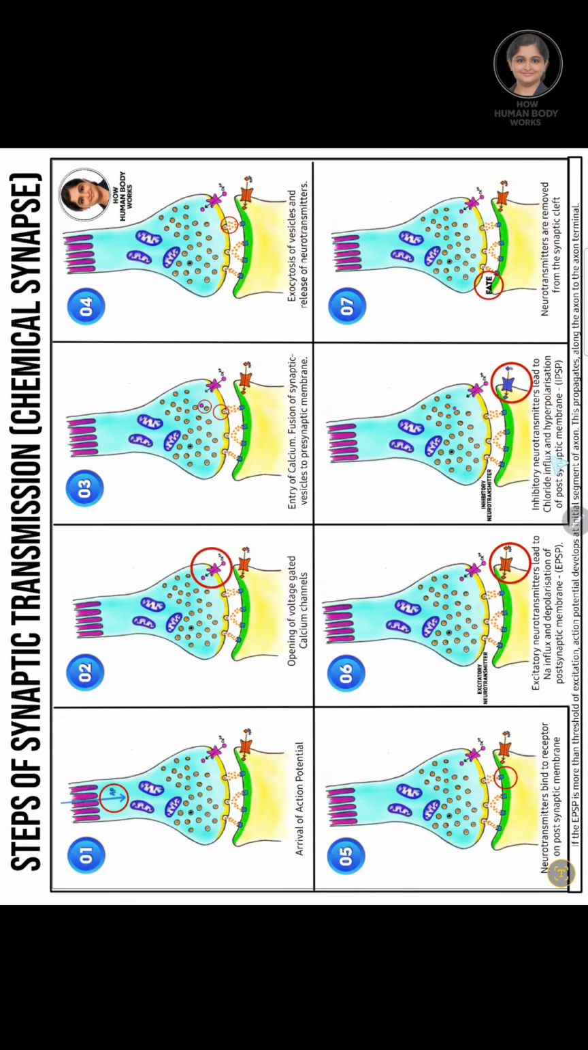So finally, what is the fate of the neurotransmitter in the synaptic cleft? The neurotransmitter which was left behind can either be degraded, diffused, or taken back by reuptake. I hope the idea of the steps is clear. Thank you.